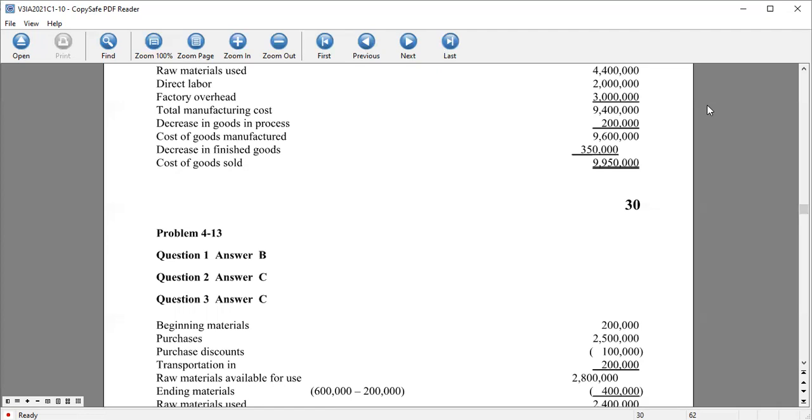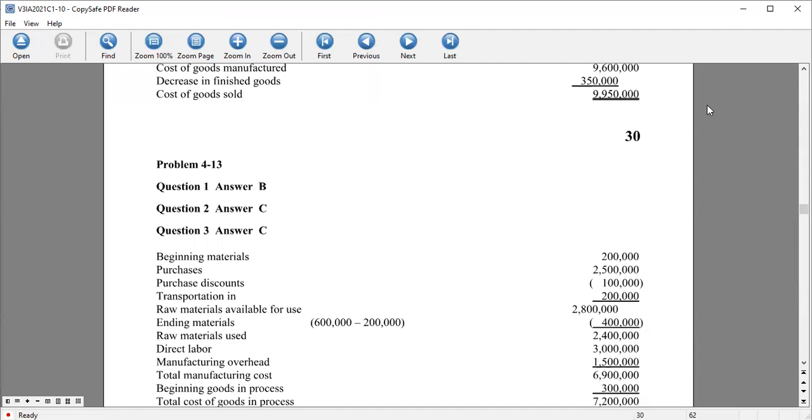So number 1 requirement is cost of goods manufactured. So we now begin with beginning materials. We add purchases, deduct discounts, add transportation in or freight in. So we now get the raw materials available for use, deduct the ending materials of 600,000. That's now among the debits, and we deduct 200,000. So we now get 400,000. We have the raw materials used. So the raw materials used, and then add direct labor and manufacturing overhead for 1.5 million.